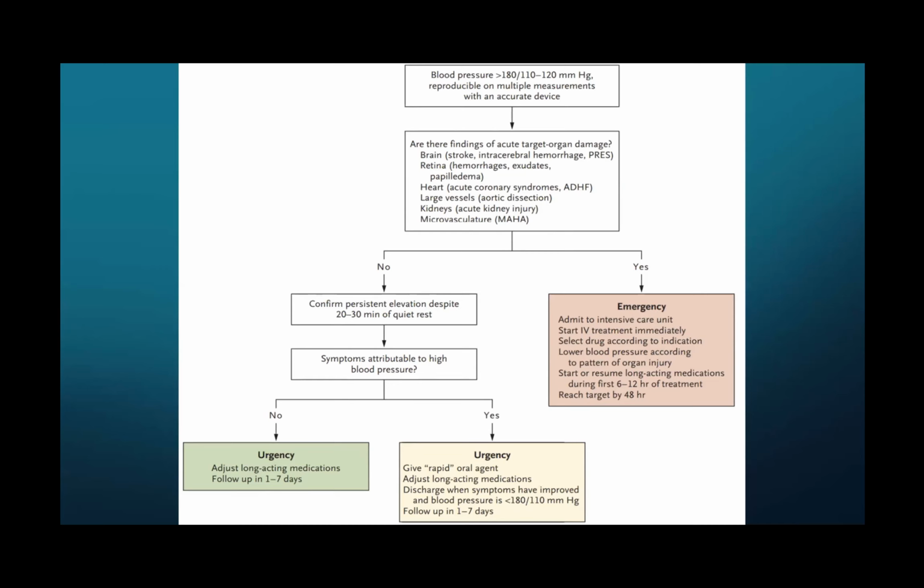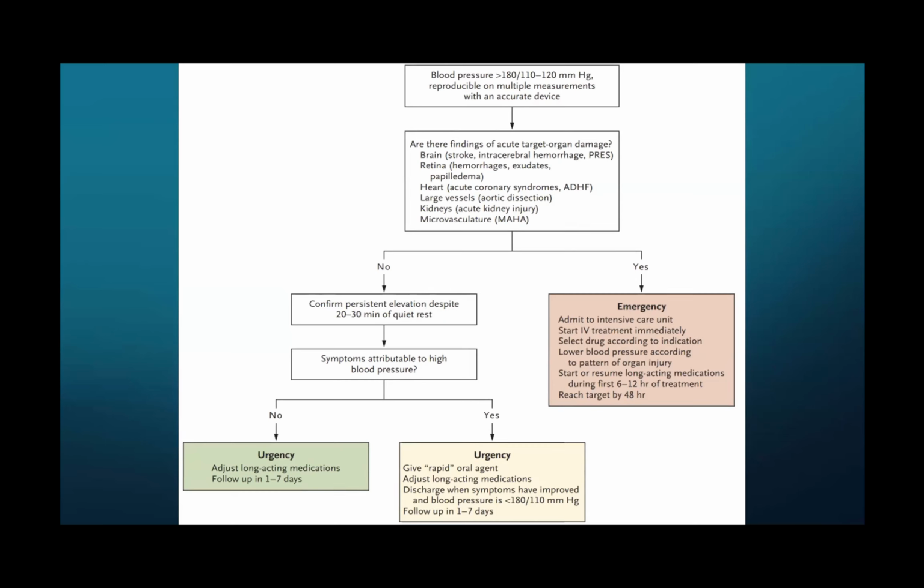Now, the next thing that you want to look for is any evidence or any finding of acute target organ damage. And again, this step is extremely crucial because this changes disposition. If your patient has anything concerning for target organ damage, this includes a stroke, bleed, PRES syndrome, retinal findings like hemorrhages, exudates, or papilledema, again, something that we don't look for because we don't carry a fundoscope around with us.